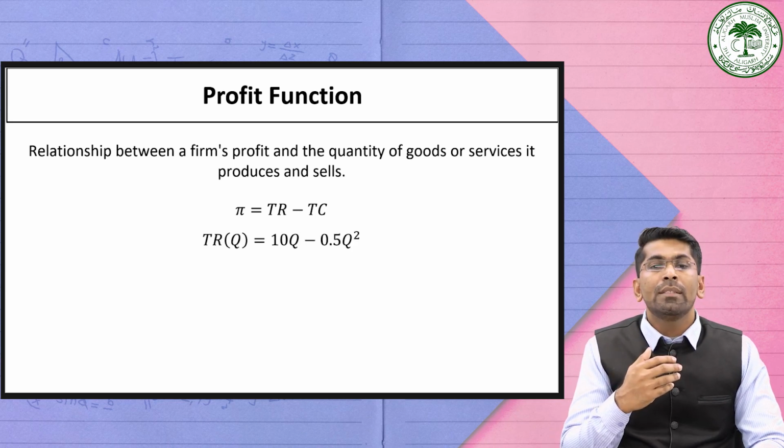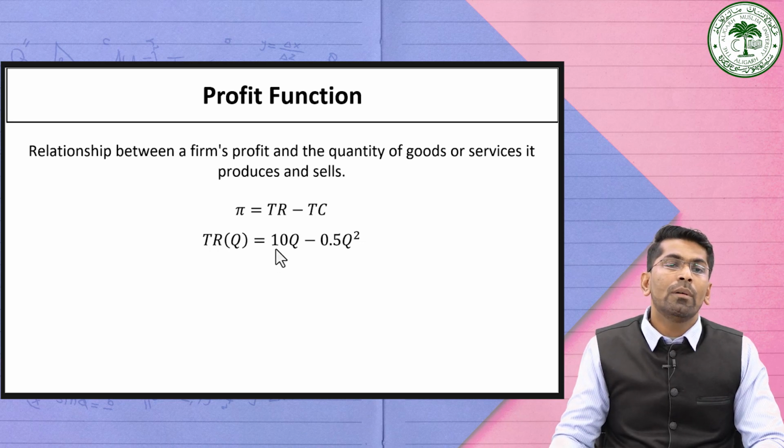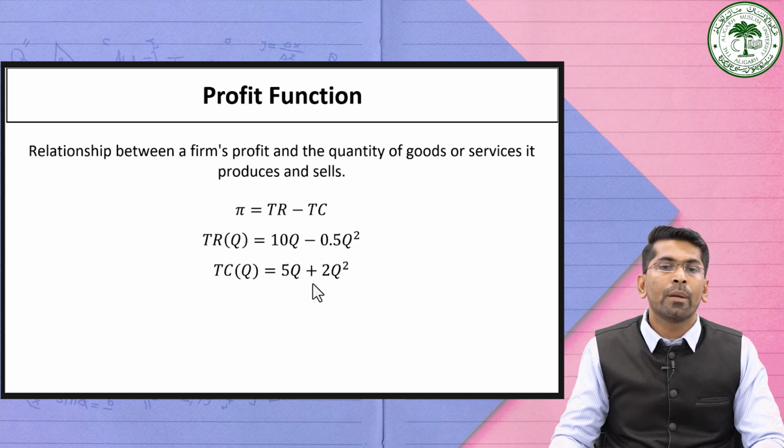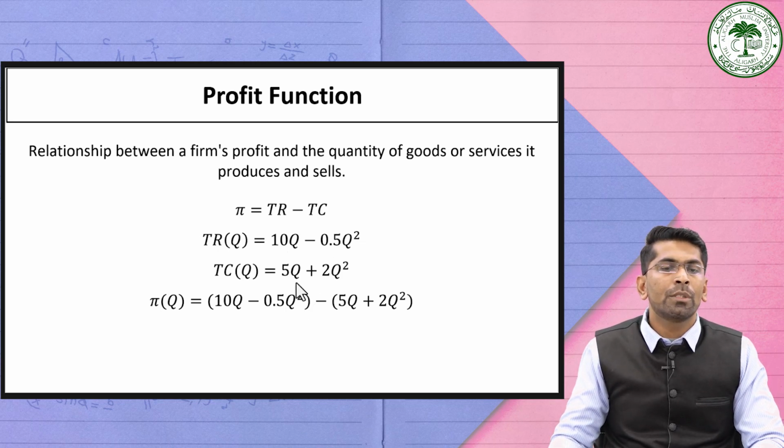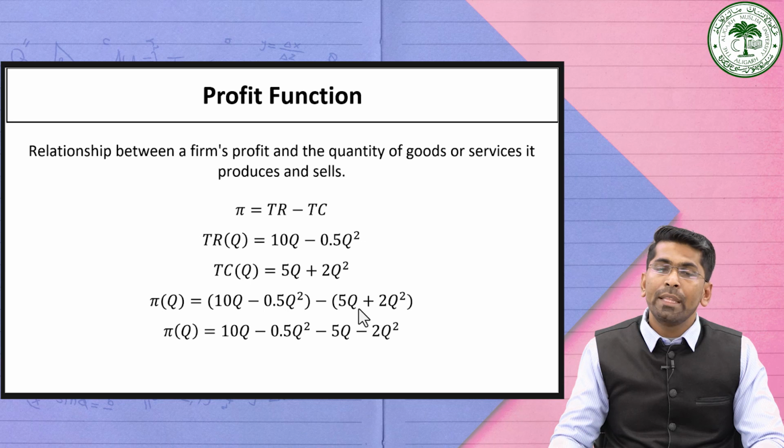Now for example, here the total revenue is equal to 10Q minus 0.5Q square and the total cost is equal to 5Q plus 2Q square. What will be the total profit function? We know the total profit function is equal to the total revenue minus total cost. So it will be total revenue, which is 10Q minus 0.5Q square, minus the total cost, which within the bracket we write as 5Q plus 2Q square. If you open the bracket, then it will be 10Q minus 0.5Q square minus 5Q minus 2Q square. So this is the profit function.